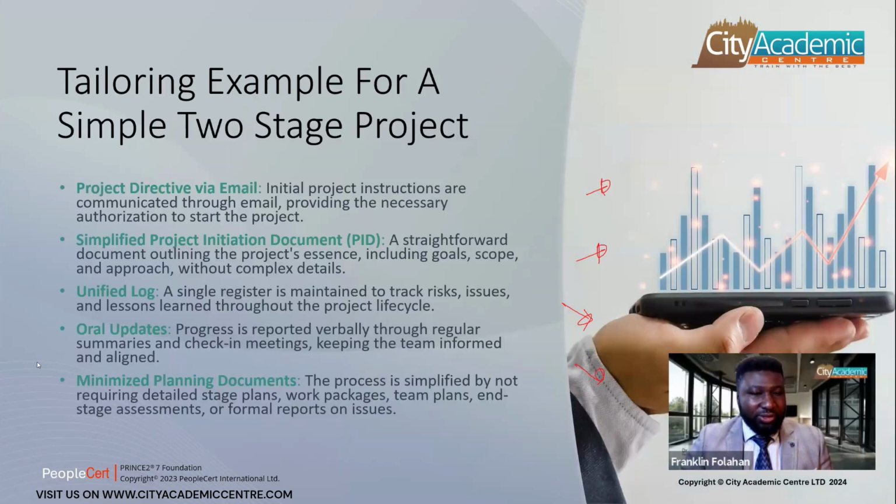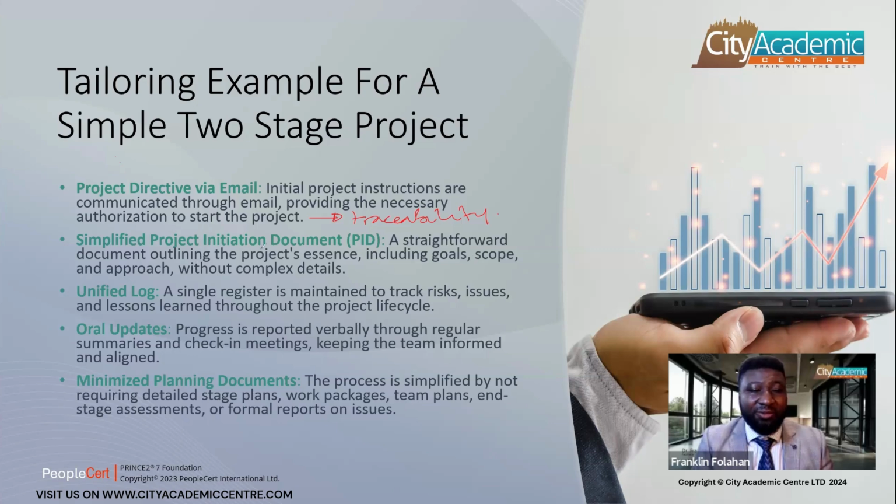So let's talk about tailoring for a simple 2-stage project. Some of the things you can potentially do, and do bear this in mind, is you can have project direction by email. So initiation and project instructions are communicated through email, providing necessary authorization to start the project, as long as there's a form of traceability to indicate how the project was authorized and who authorized it, and you have some sort of paper trail. That's okay.